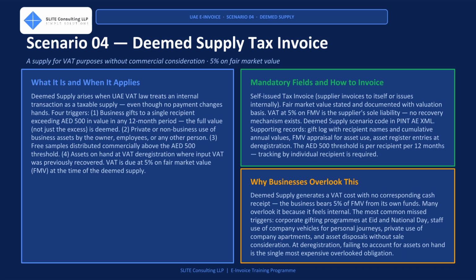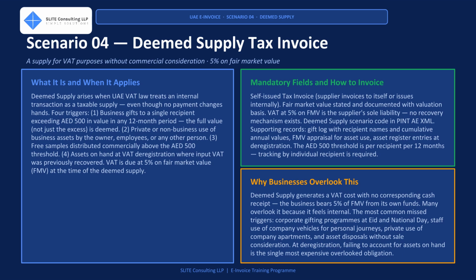Third, commercial free samples above the same threshold. Fourth, and most expensive, assets on hand at VAT deregistration where input VAT was previously recovered. In all cases, VAT is due at 5% on fair market value at the time of the deemed supply. The supplier raises a self-issued tax invoice, documents the FMV basis, and bears the VAT from its own funds. There is no recovery mechanism.